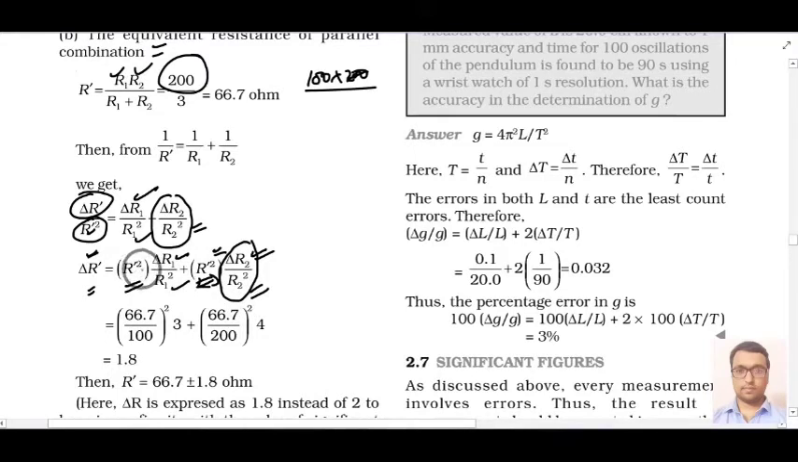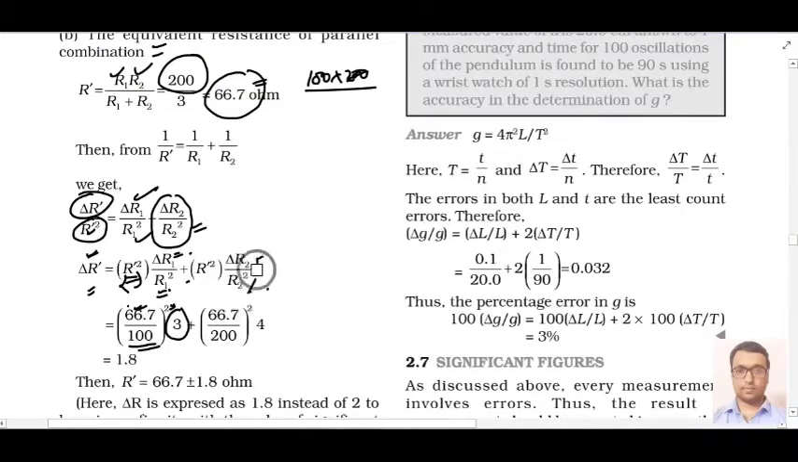Now we have to replace their values. So R dash square is our parallel equivalent resistance and this resistance is 66.7. So we will replace over here and its square, and R1 is the first resistor, that is 100 square, and delta R1 is the error in the first resistor. Similarly here also you can understand.